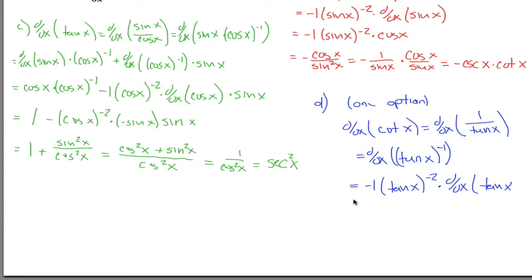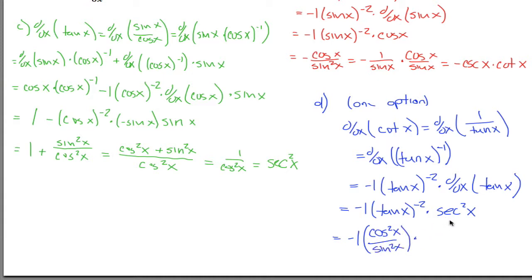And the derivative of tangent is just secant squared. And now if I change everything into sines and cosines, I got tangent of x to the negative 2. Well, tangent of x is sine over cosine. So sine over cosine squared is sine squared over cosine squared. But to the negative 2 power, I'd have to flip that upside down and say it's cosine squared over sine squared.